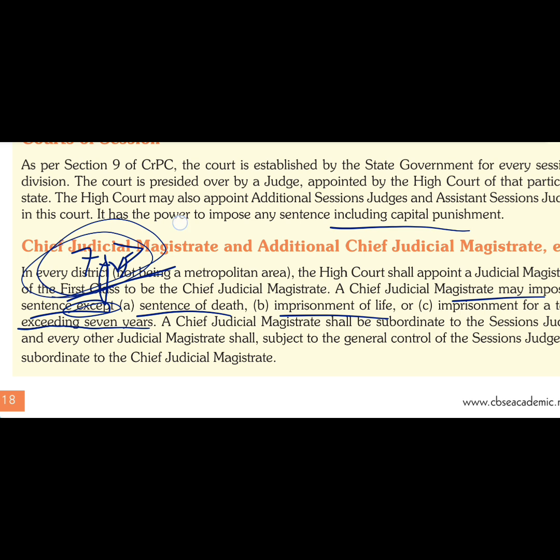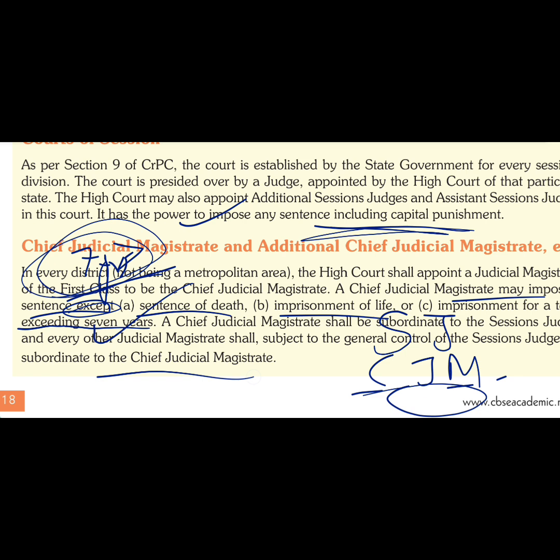Now since its power covers even capital punishment, and the CJM's power is still 7 years, you can infer from here what the hierarchy will be: sessions judge, chief judicial magistrate, and then every other judge in that city will be subordinate to the CJM. Okay, and CJM के कंट्रोल में ये होगा. So indirectly this judge is also in the general control of the sessions judge, right?